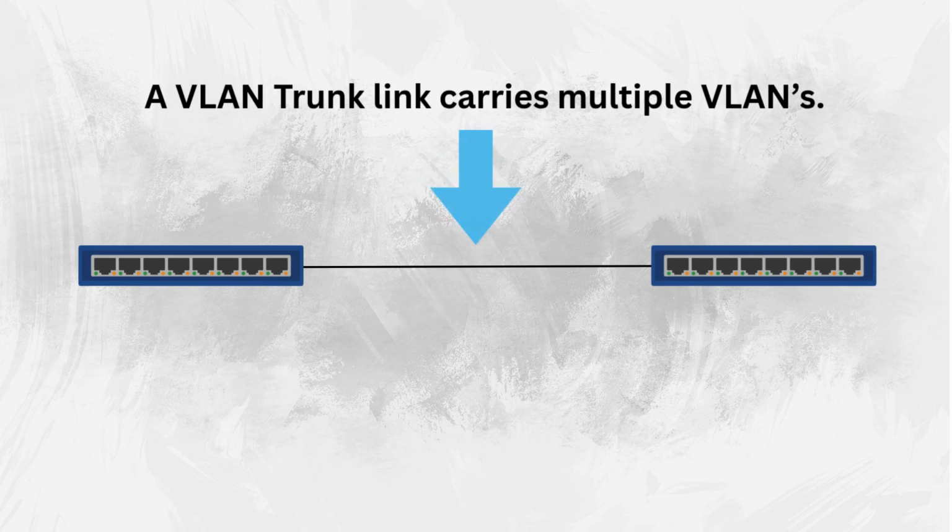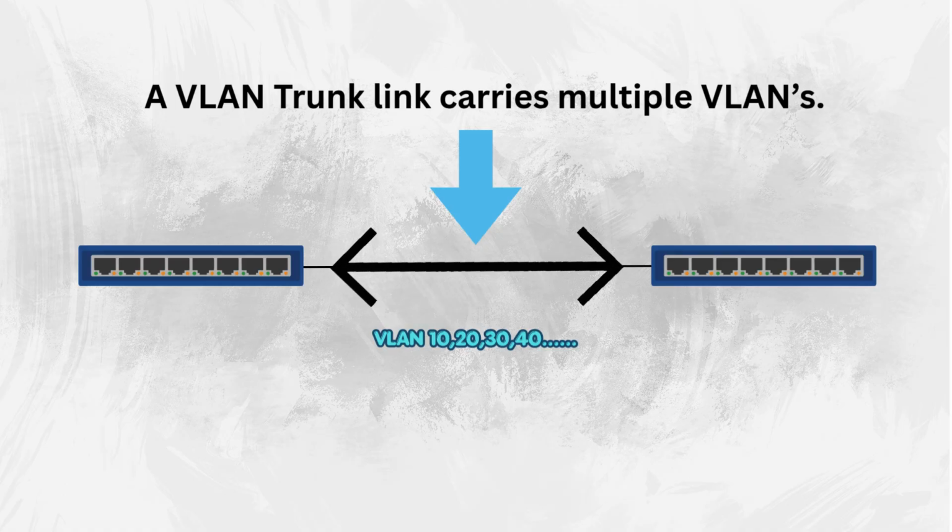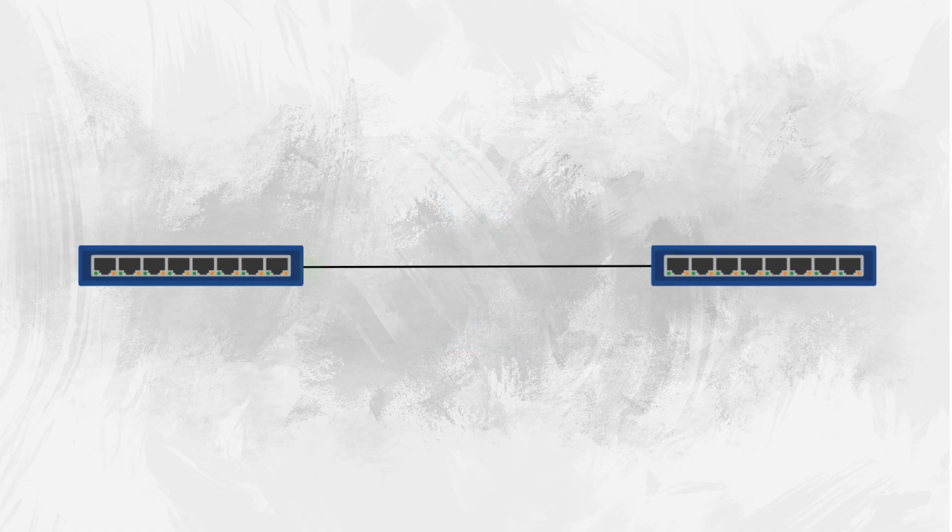A trunk allows traffic from multiple VLANs to travel across a single cable. The switch does this by adding a VLAN tag to the network traffic, so the receiving switch knows exactly which VLAN the traffic belongs to. This process is called VLAN tagging.